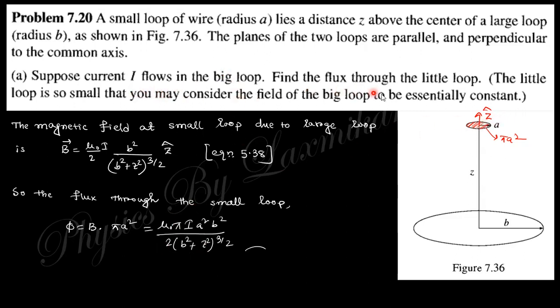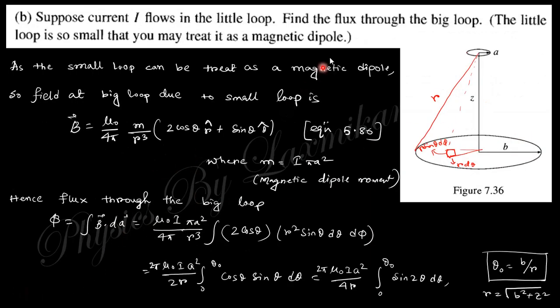So we find out the flux through this loop. Okay, next it says suppose current I flows in the little loop. Now there is a current flowing in this small loop. Find the flux through the big one. So this is the reverse of the previous one.